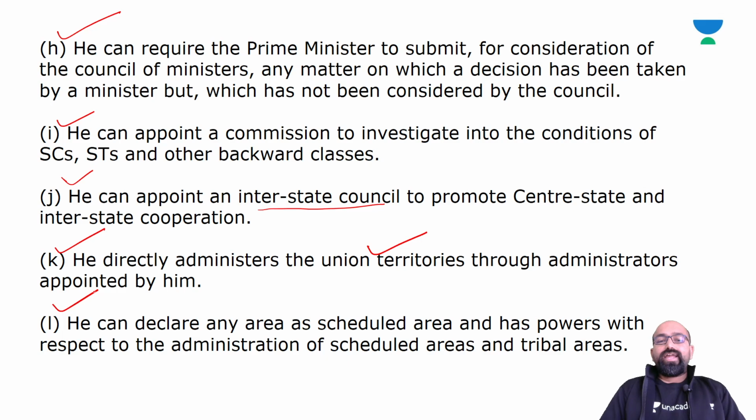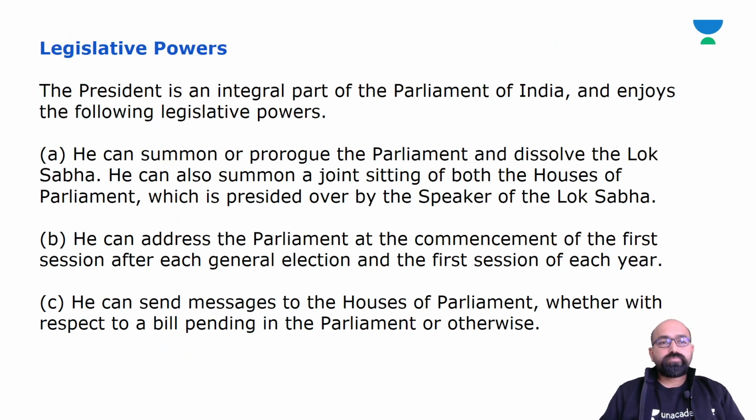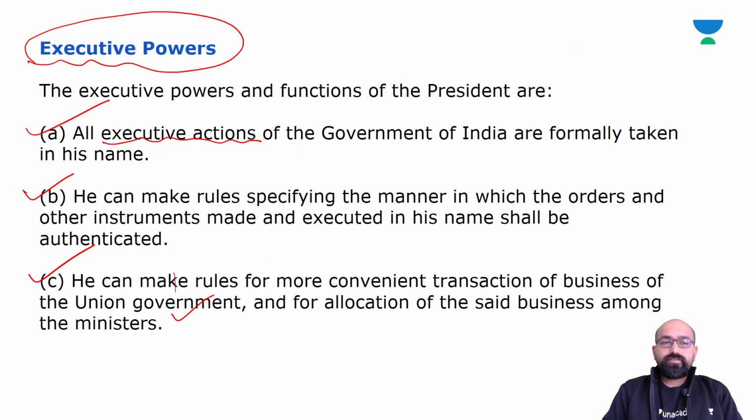Then he can declare any area as scheduled area and has powers with respect to the administration of scheduled areas and tribal areas. Yes, friends. So, the President can declare any area as scheduled area and has powers with respect to the administration of scheduled areas and tribal areas. Now, these are the executive powers. Yes. So, all executive actions of the government of India are formally taken in the name of the President.